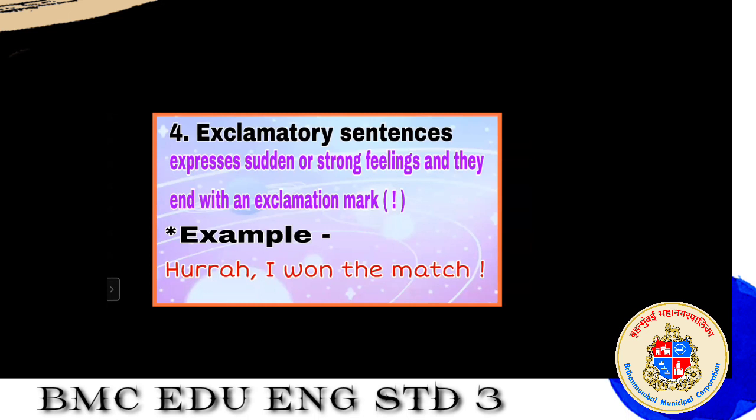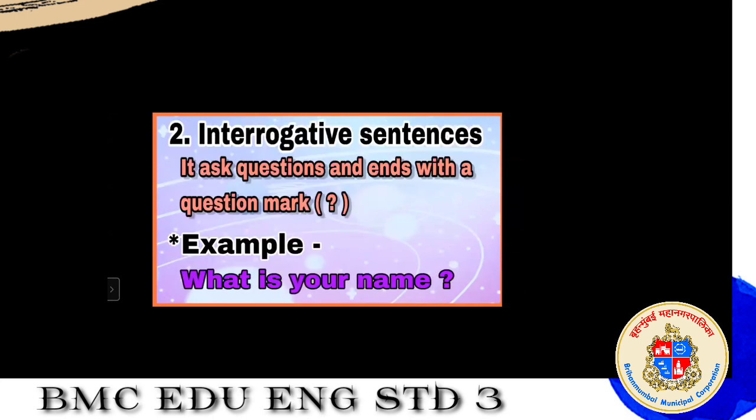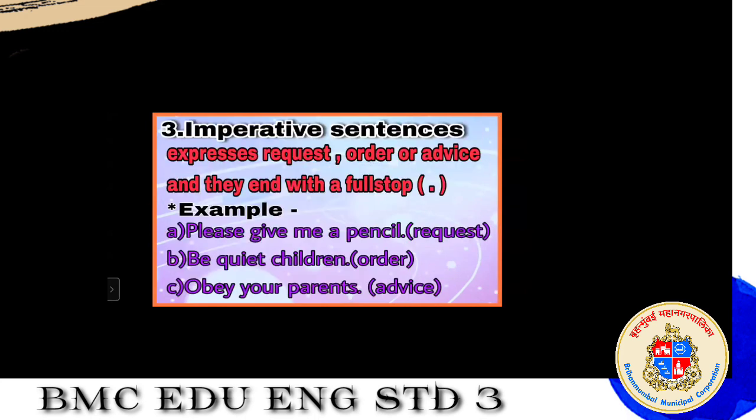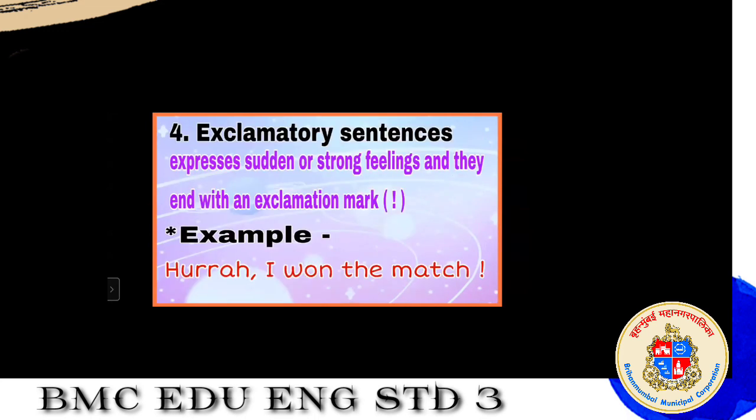Now you are so happy and you express your happiness. How? Hooray, cheer up. Okay, I won the match. And then at the last, what I have done is I have put an exclamation mark at the end. So children, are all four types clear to you? Okay, children, these four types are: first one is assertive, second one is interrogative, third is imperative, and the fourth type of sentence is exclamatory sentences.